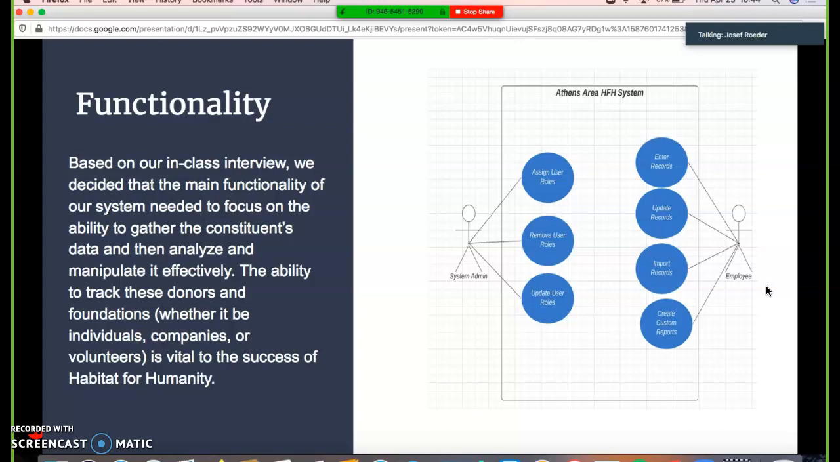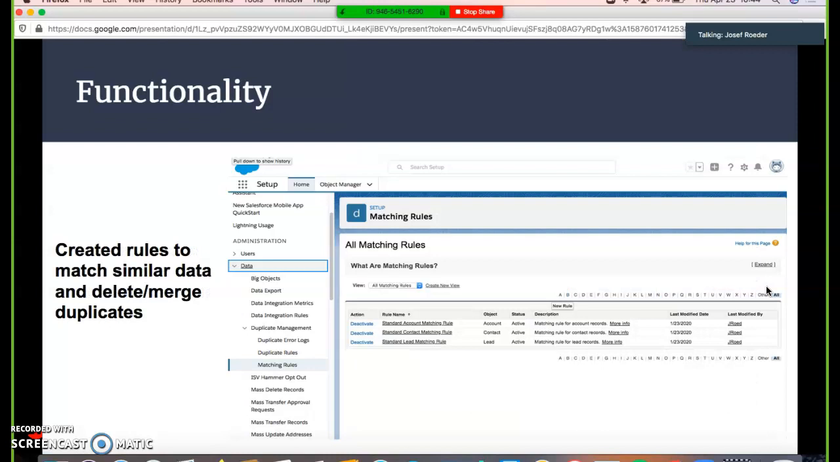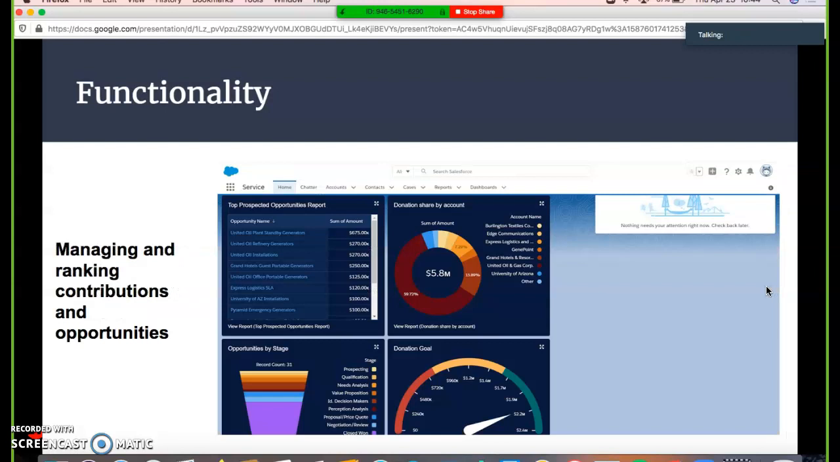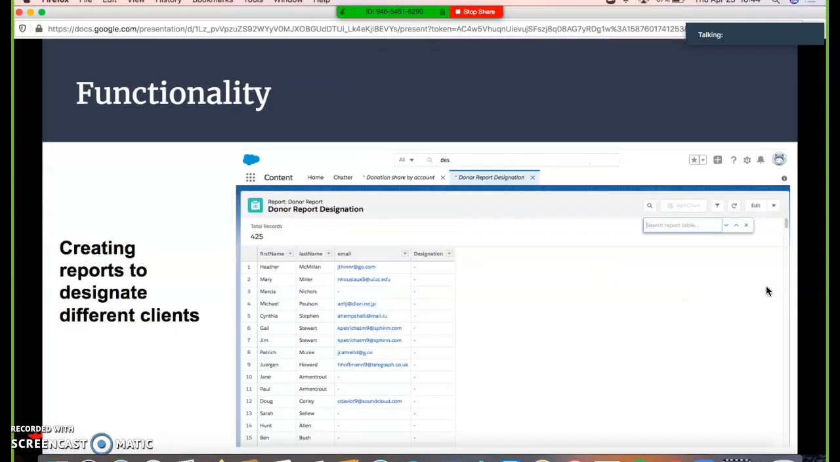So on the next couple of slides, I have provided screenshots of some of the different functionalities within our system in Salesforce. This first screenshot demonstrates our system's ability to find matches and duplicates within our data. Here we have the managing of different organizations. And our last screenshot is one that shows one of the reports that we made so that we could designate different clients based on different categories. I know this is a brief explanation, but we go into more detail during the prototype demonstration later on.